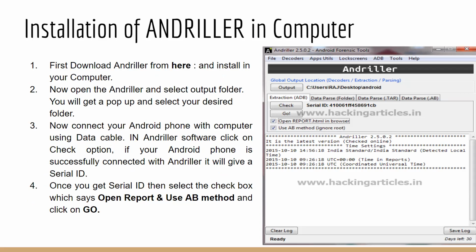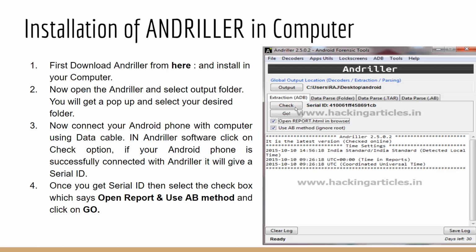The first thing is you have to download ANDRILLER from the ANDRILLER website. It has a particular website. Now open ANDRILLER and select the output folder. You will get a pop-up to select your desired folder, and then connect your Android phone with the computer using a data cable. In the ANDRILLER software, just click on the check options. You can see the check options.